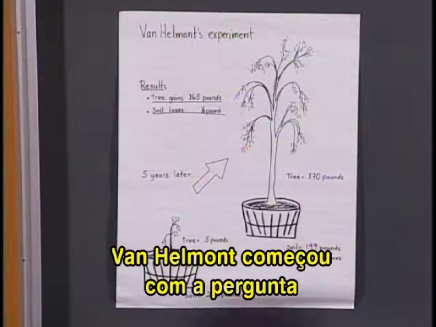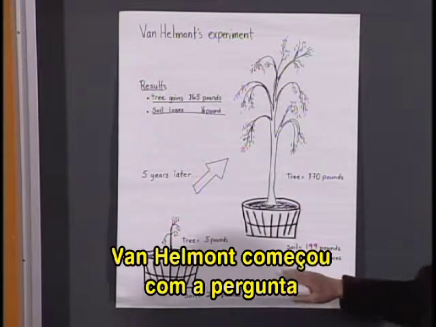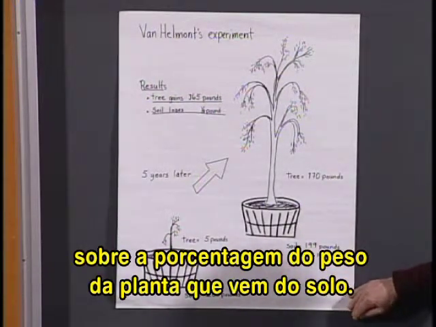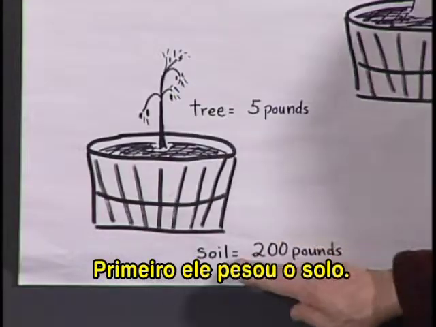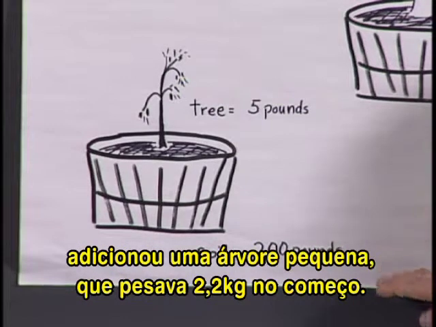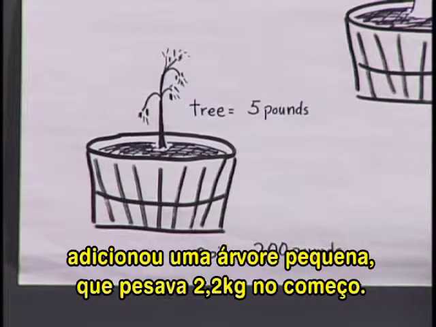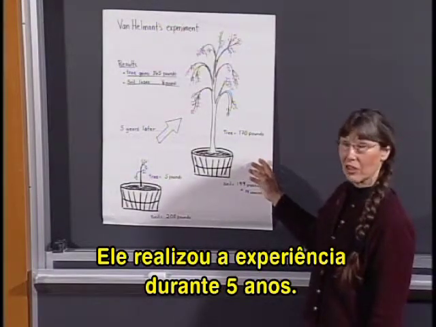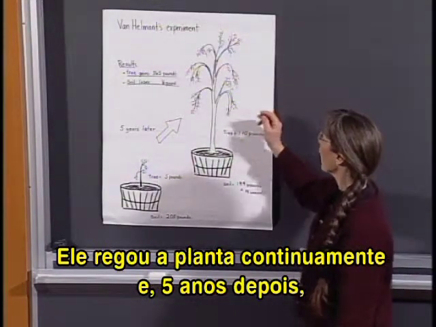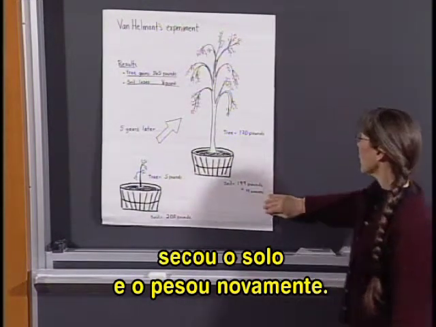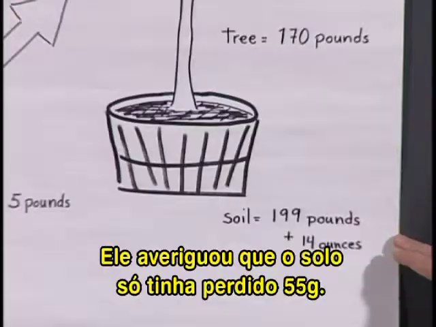So Van Helmont started off with the question about what percent of the plant's weight comes from the soil. And so he started off by weighing the soil, and he put it in a big bin like this. And then he added a small tree that was 5 pounds at the start. Then he actually continued this experiment for 5 years. So he continually watered the plant, and 5 years later, he dried the soil and reweighed it, and found out that the soil had only lost a little bit, 2 ounces.